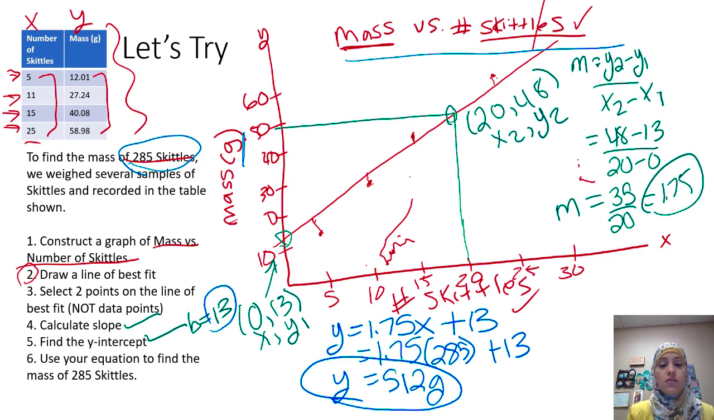Draw your line so that it intersects the y-axis. Choose 2 points on the line that you just drew and that are not data points. Conveniently, just use the first point as the y-intercept, because you'll use it later. Choose the second point. Calculate the slope using this equation. Then come up with a generalized equation and use it to solve your problem.